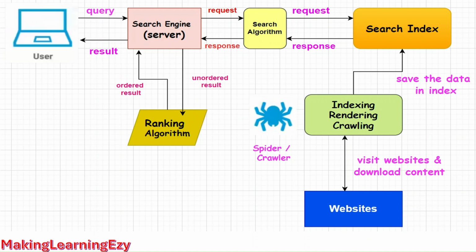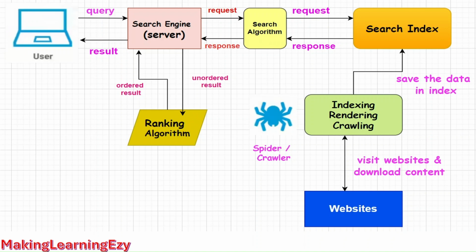Once user enter the keyword, browser sends those keyword to the search engine to get the result. Once search engine receives the query request for those keyword, search engine takes the help of search algorithm to perform the search. The search algo will perform the search in the search index for those keywords and get the response. And that response is given to the search engine.